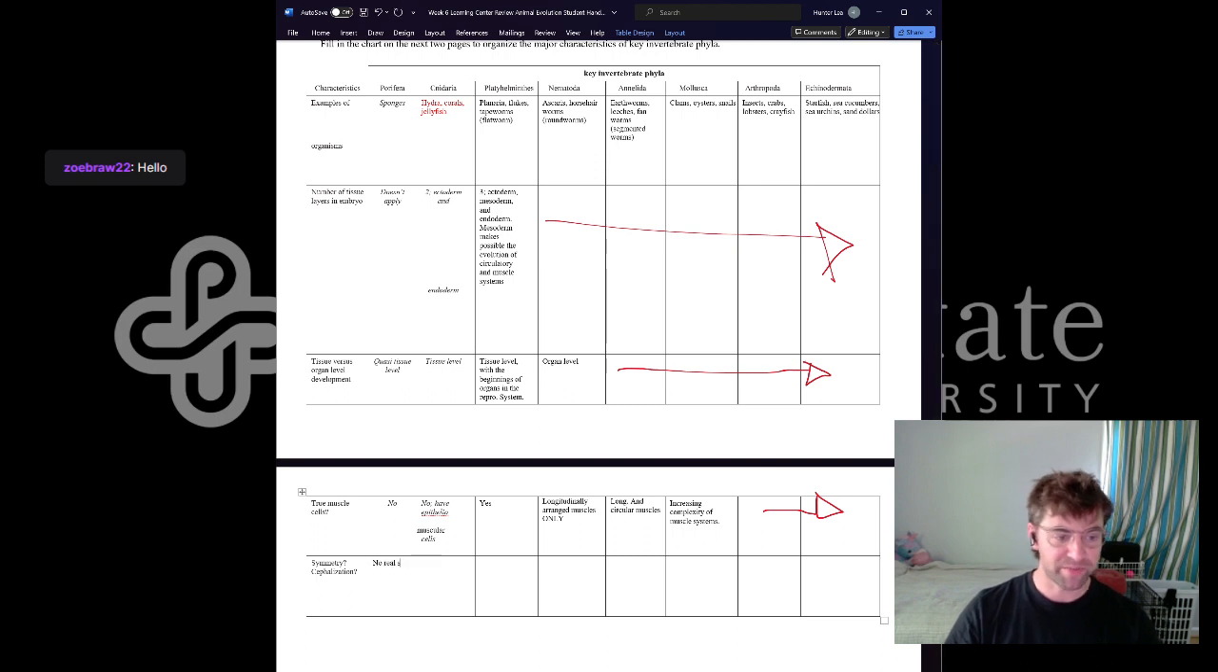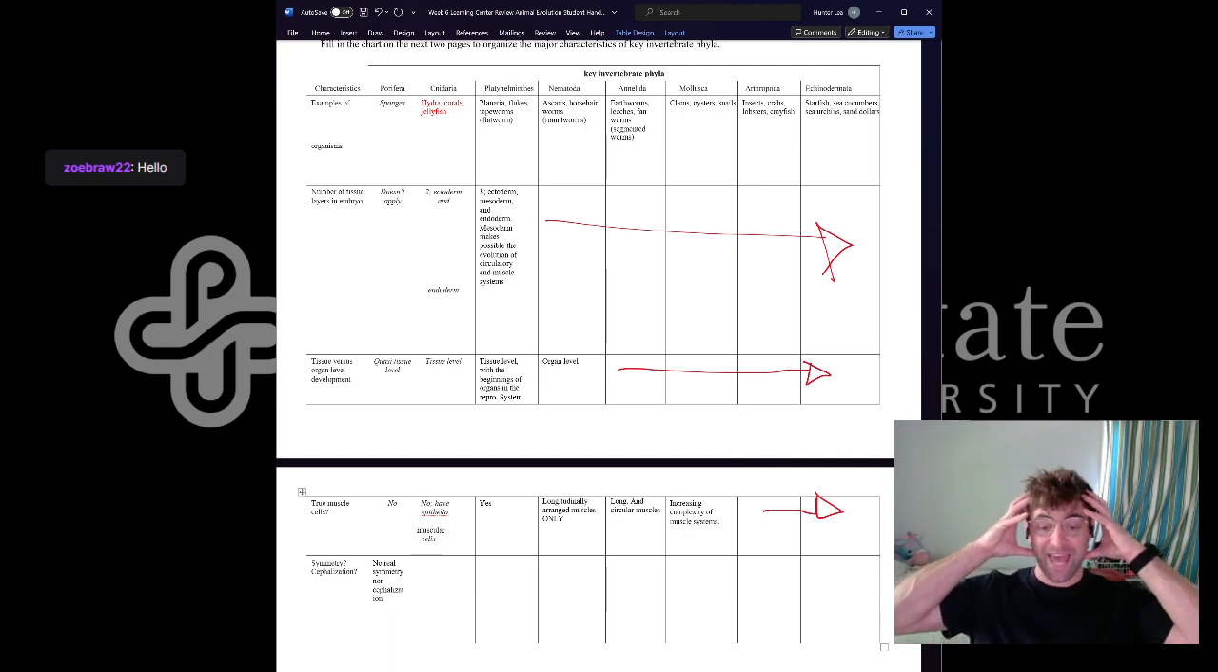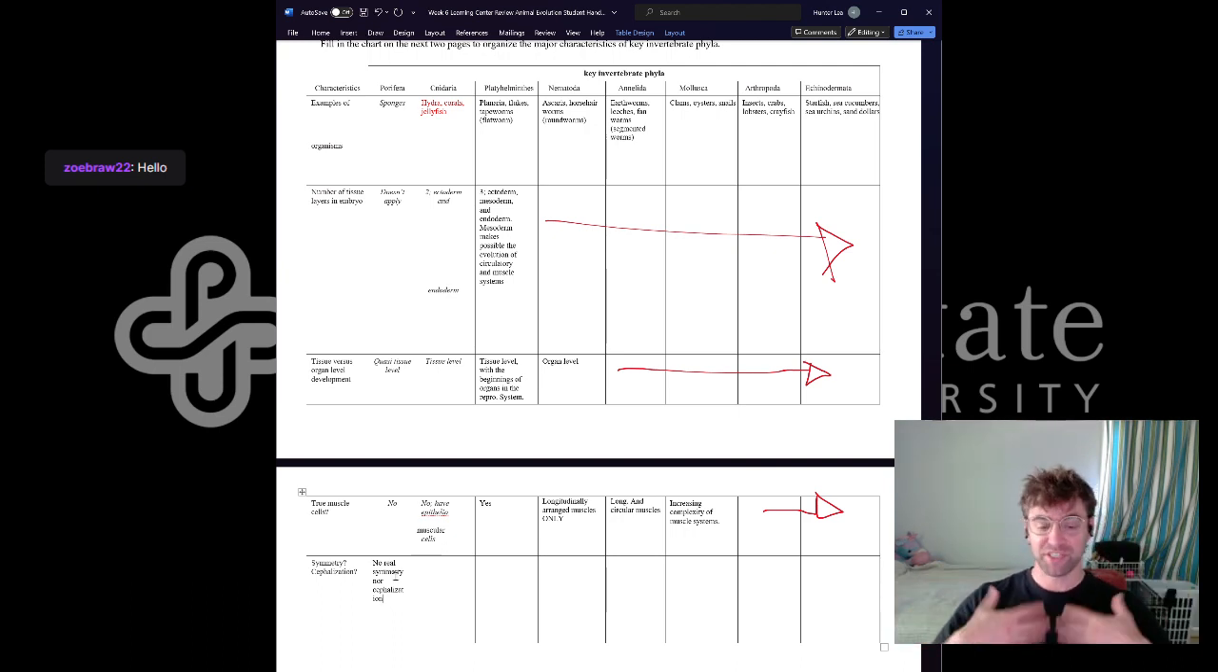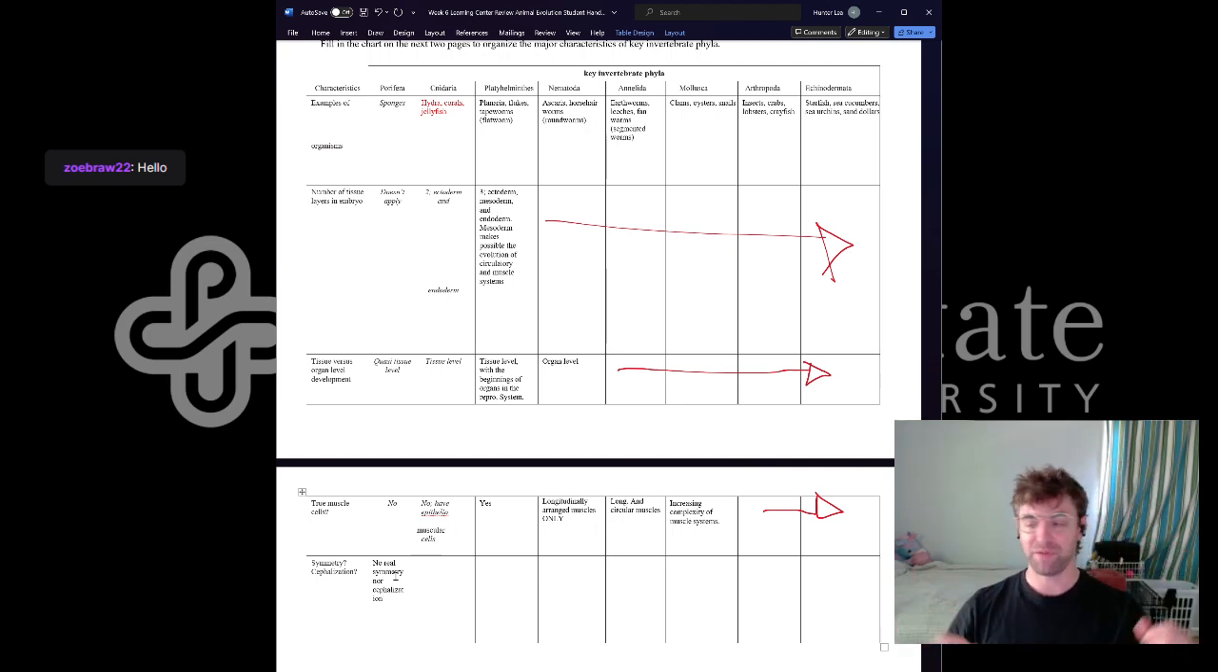Sponges have no real symmetry, not even radial symmetry. Nor cephalization. So cephalization, cephalic, meaning head. So cephalization is the formation of a distinct head. So a sponge is just a blob of an organism with no real front or back or up or down.